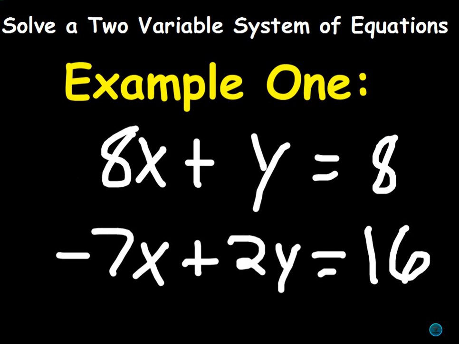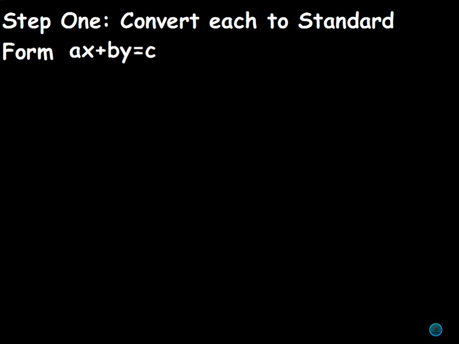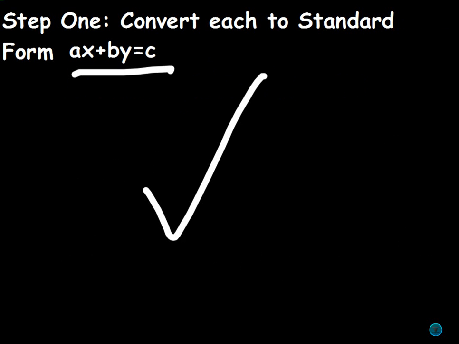Who remembers the first step? Fill in for variables. LCM. Fine. Convert. There you go. Want to make sure it's in standard form, ax plus by equals c, which it is. Let's go to the next step.